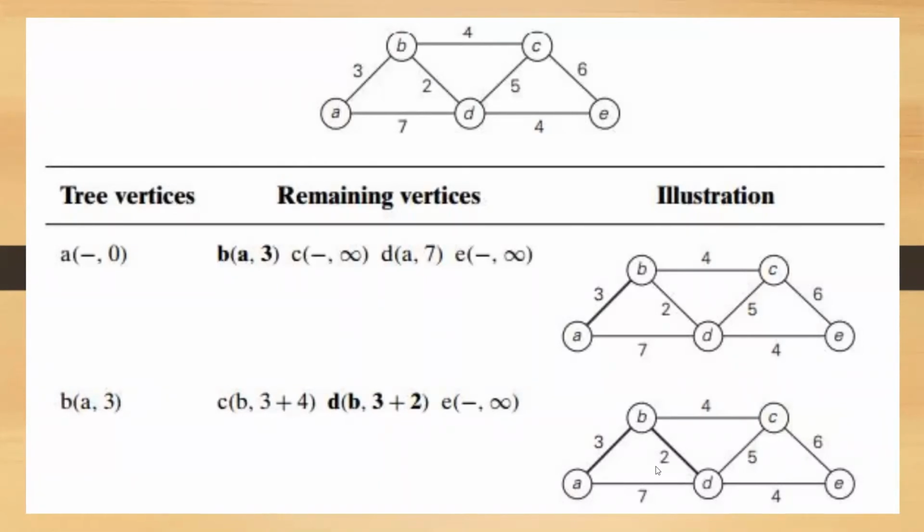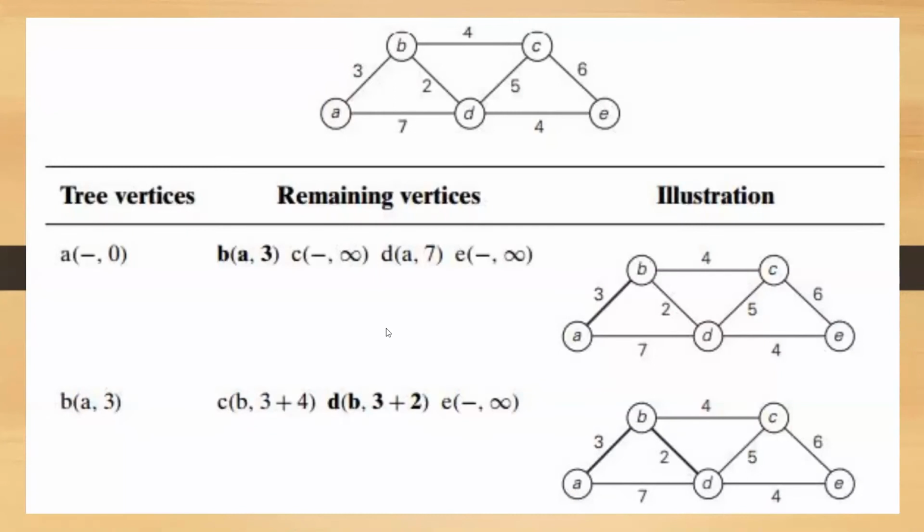Now, how to calculate the new distance of C? C is adjacent to B, and therefore, you should add the cost of B. What is the cost of B? You will get it from the left-hand column. So, sorry, not cost, it is distance. Distance of B is 3. Distance of B plus the cost of this edge. What is the distance of B? 3. 3 plus 4 is 7. Isn't it? 3 plus 4 is 7.